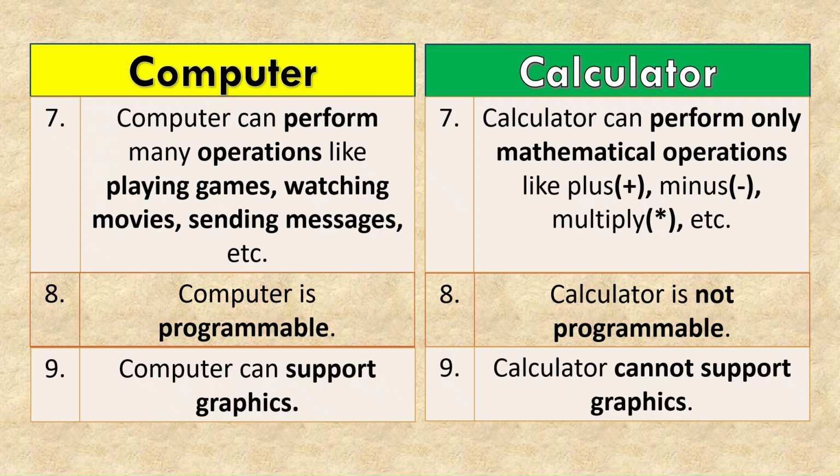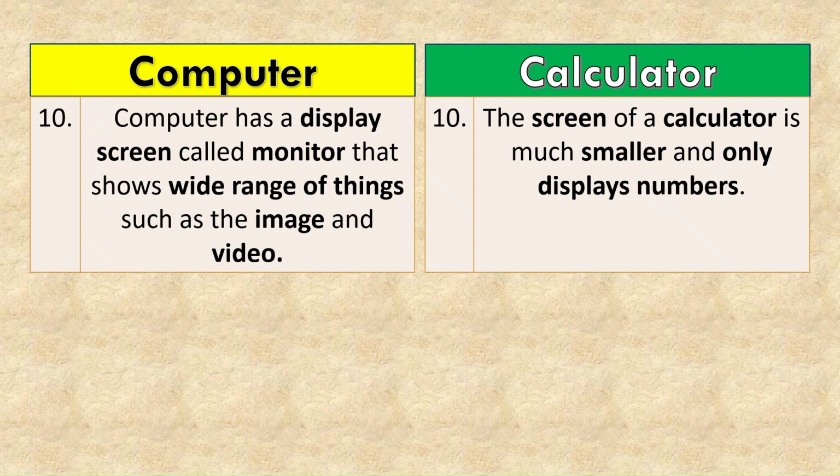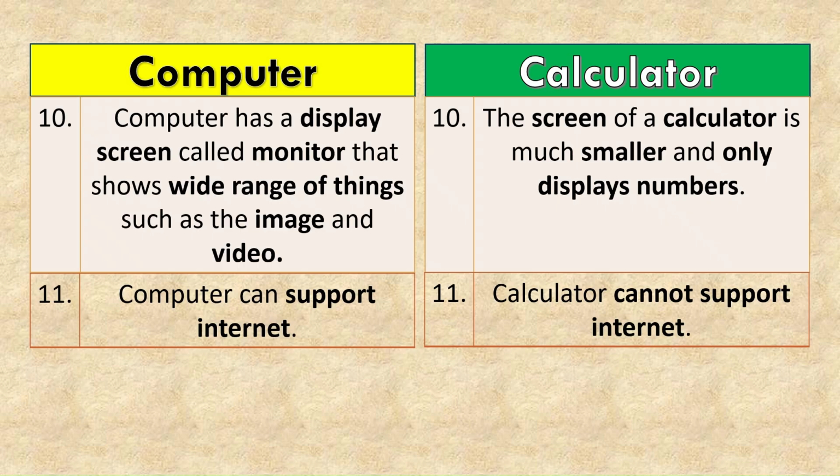Computer can support graphics. Calculator cannot support graphics. Computer has a display screen called monitor that shows a wide range of things such as images and video. The screen of a calculator is much smaller and only displays numbers. Computer can support internet. Calculator cannot support internet.